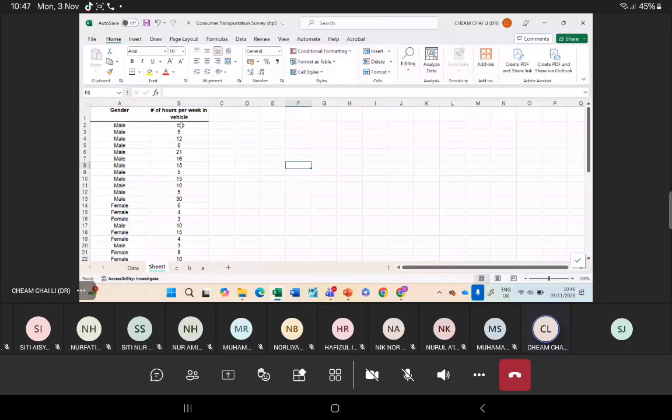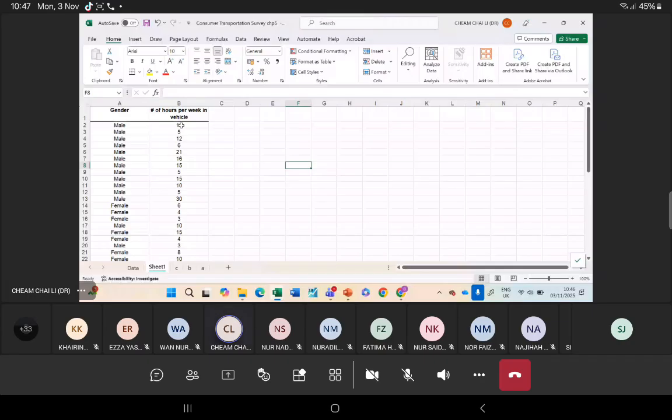We don't want to sort the gender column only. Gender and number of hours in the vehicle must be sorted together. So this is the output I have after I sort it. I have all the females and their corresponding number of hours spent in the vehicle. Okay, and Madam, can you do one more again? Okay, so let's undo it.